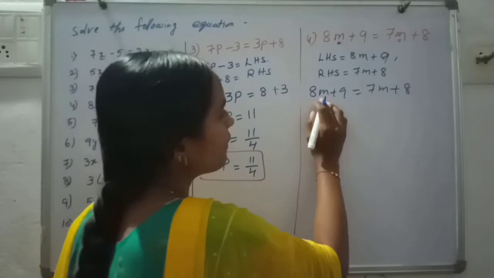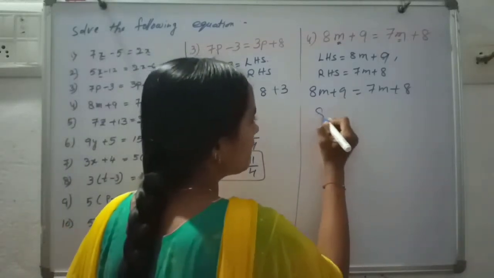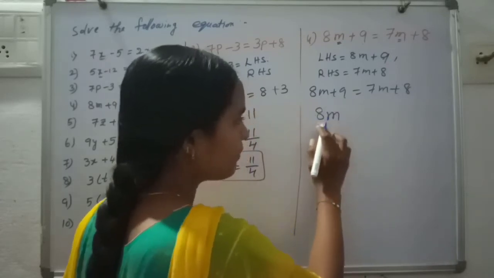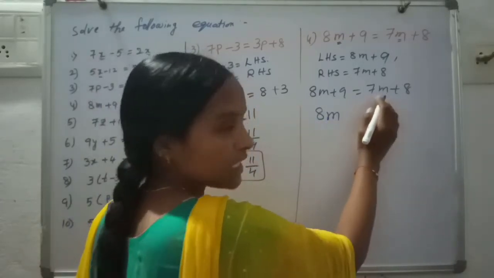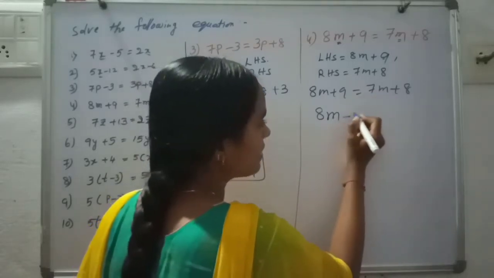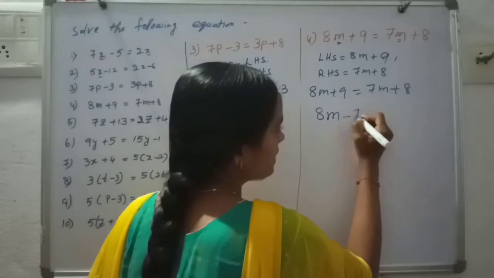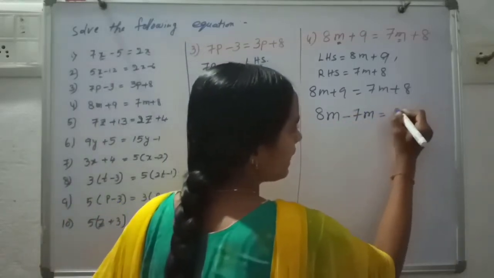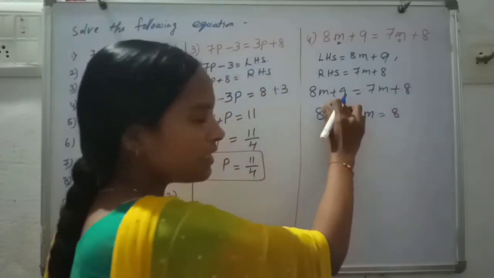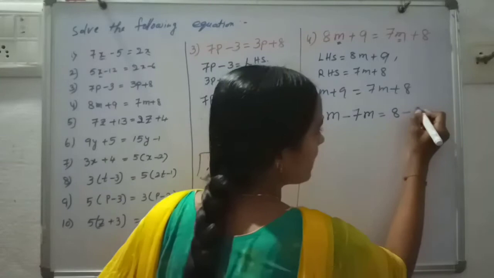Now let's find this variable m value. I am writing here 8m, it is the LHS value. Now next comes the RHS value, which comes to the LHS side. That's why here plus is replaced with minus. 8m minus 7m equal to here 8. After that here plus 9 is replaced with minus 9.